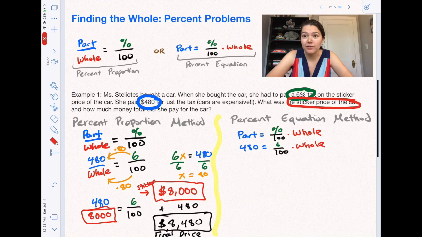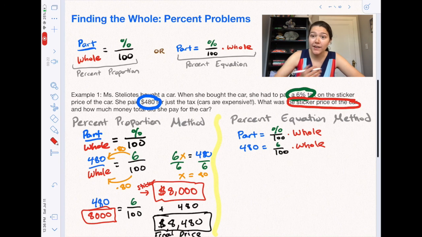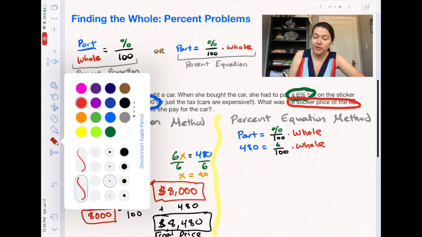So I'm going to ask myself, like I always ask myself when I'm solving equations, what's currently happening to my variable, or the missing part here, which is my whole, and then how am I going to undo what's currently happening to that? Okay, so I can see that my whole is currently being multiplied by 6/100. So how do you undo multiplying by 6/100? You divide by 6/100. Okay, so I can divide both sides by that fraction 6/100.